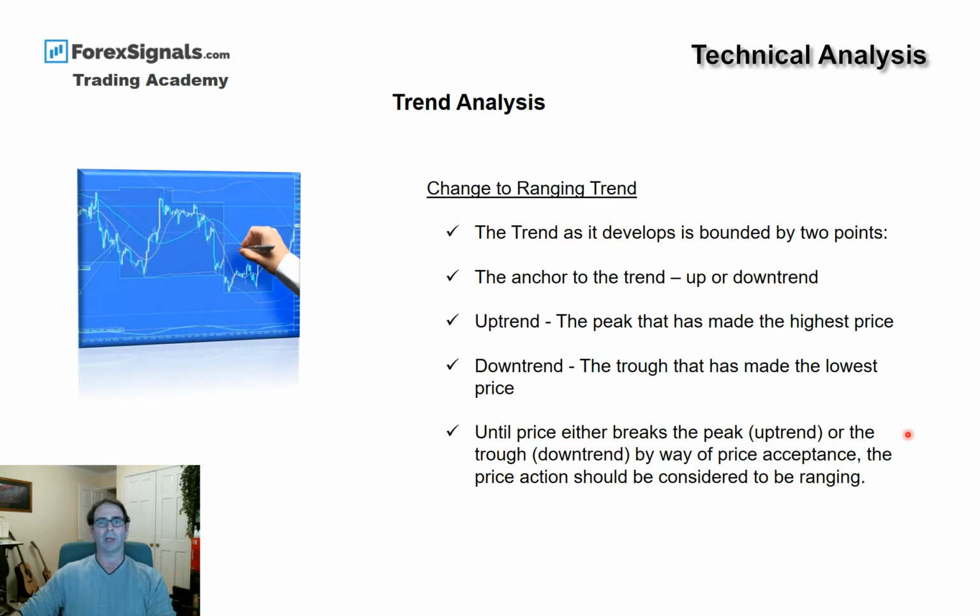We also looked at change of trend to ranging behaviour. So in this regard, we looked at the trend as it develops as bounded by 2 points. So we have the anchor to the trend in the up or the downtrend. And in the uptrend, we have the peak that's made the highest price. In the downtrend, we have the trough that has made the lowest price. These are the two areas. So until price either breaks the peak in the uptrend or the trough in the downtrend by way of price acceptance, price action should be considered to be ranging.